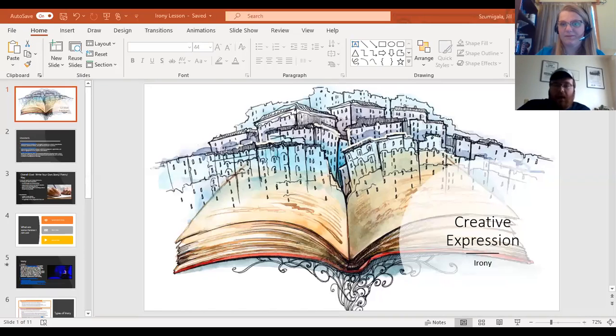This week, we are going to be taking a look at irony and the different types that go along with it. We're going to be looking again at some examples and then eventually wrapping up with how you can actually apply this to your own story that you're writing.